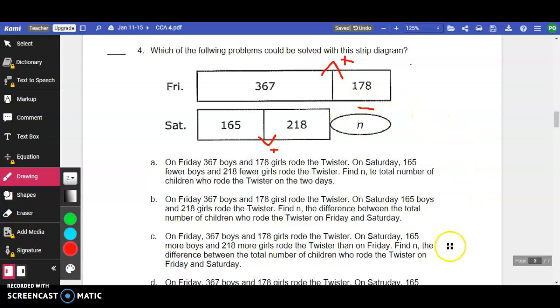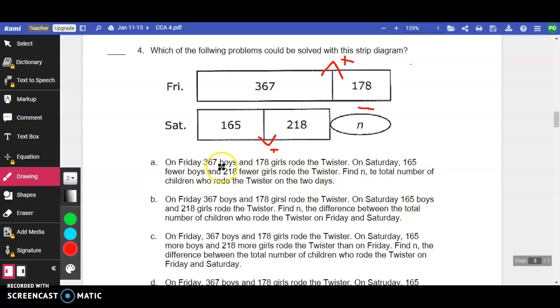Now there's a lot of reading, so we need to think. All the question's telling us is on Friday, these numbers happened. On Saturday, these numbers happened, and we're trying to find the difference. So anytime we see a word problem that does not match it, we can immediately get rid of it.